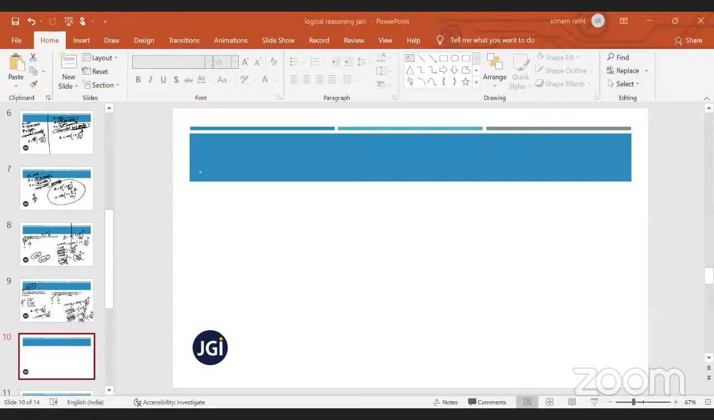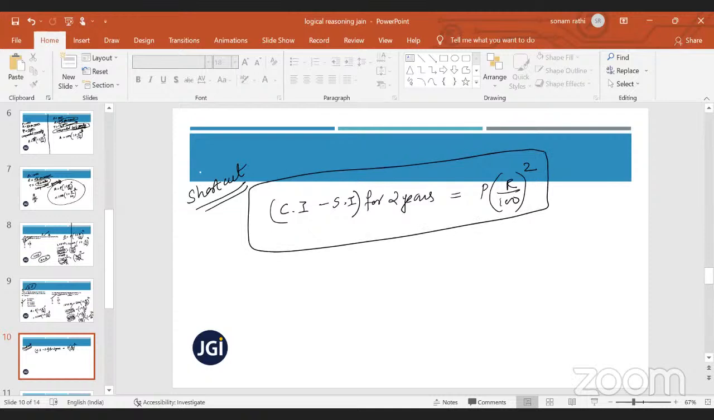Okay, before moving to the next question, let me explain one simple shortcut. If they ask you the difference between SI and CI for 2 years, you can use this formula: P (R by 100) to the power 2. Okay, note this down. But one shortcoming of this formula is that you can use it only when the number of years is 2. It will not work for 3 years. Only for 2 it will work.